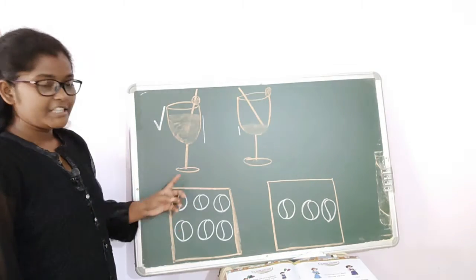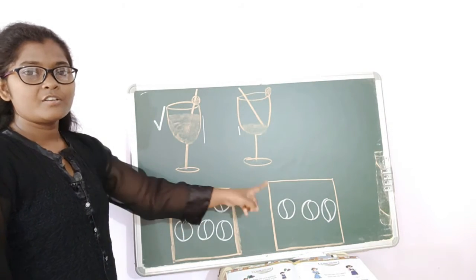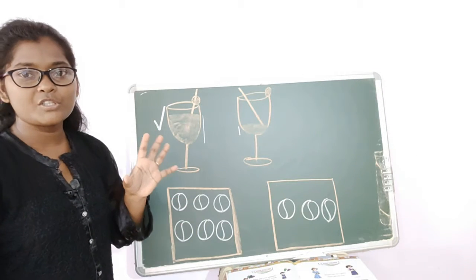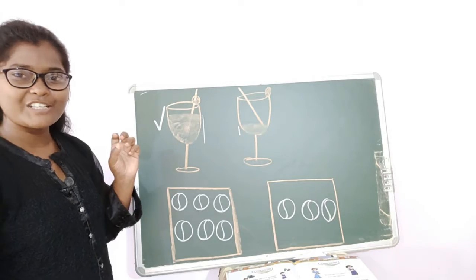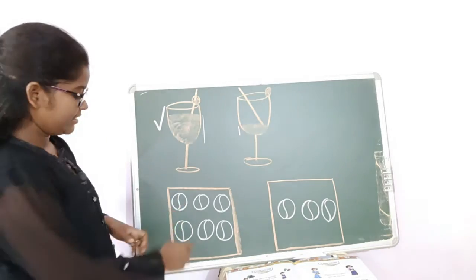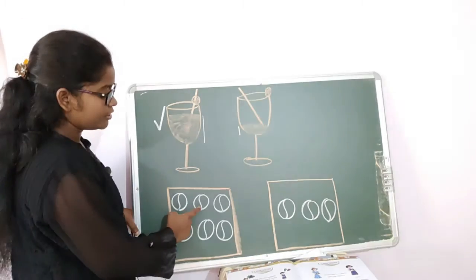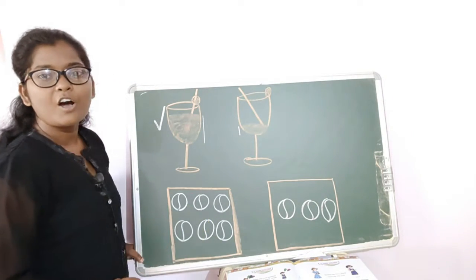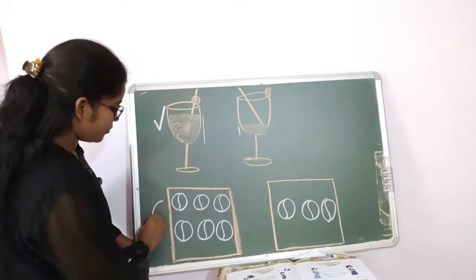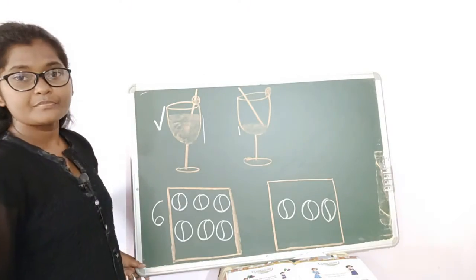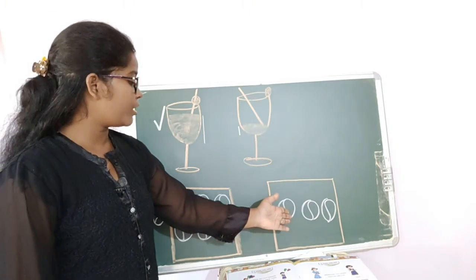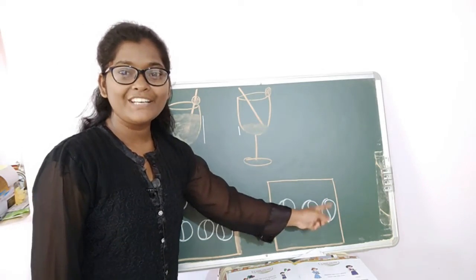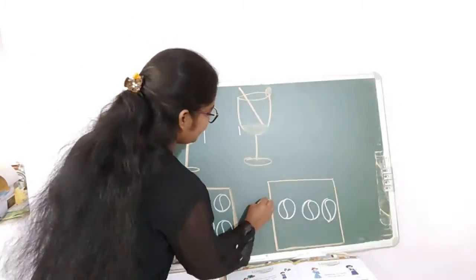Now let's see the next one. Now see inside this box. Okay. Inside these two boxes we are having picture of balls. Okay students. Now start counting. At first 1, 2, 3, 4, 5, 6. How many is here? 6 balls are here. Now go to the next box. Start counting. 1, 2, 3. So here we are having 3.